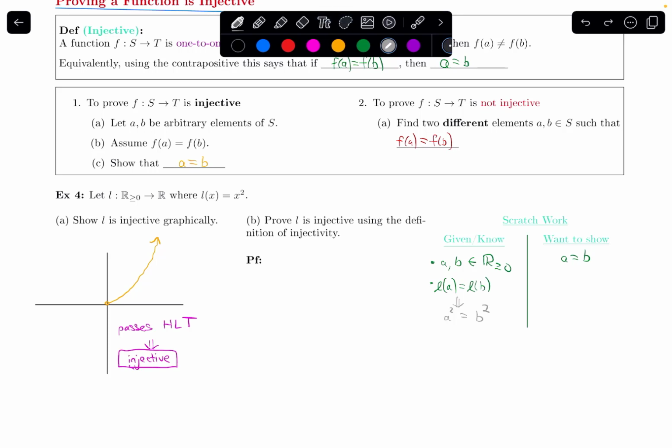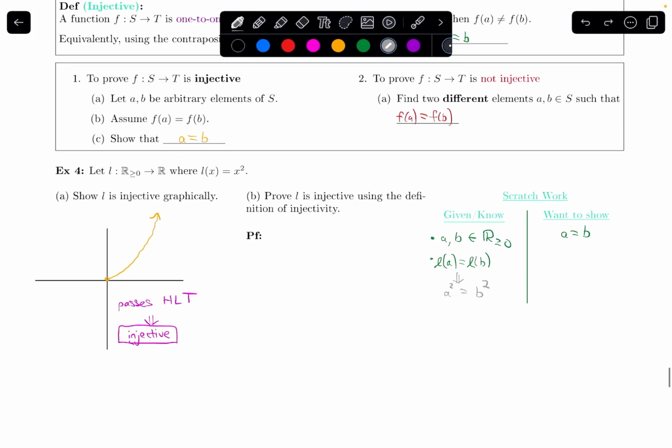Okay, but nonetheless, I think I have somewhat of an idea, and for the sake of conciseness, let's dive into the proof here rather than completing the entire scratch work, which I ordinarily would do. So for my proof, we start off by writing down what it is that we get to assume is true. I'm going to let A and B be elements of the domain, the real numbers that are greater than or equal to 0.